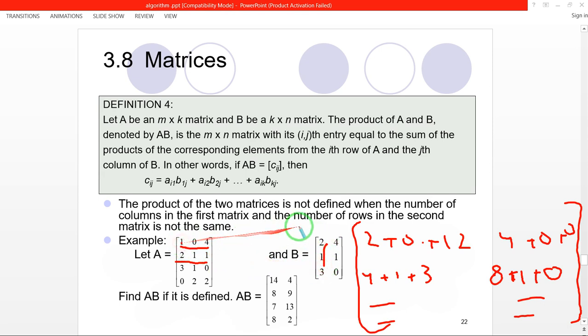So the first number with the first, the second number with the second, the third number with the third: 1 multiplied with 2, then 0 multiplied with anything is 0, then 4 multiplied with 3 is 12.